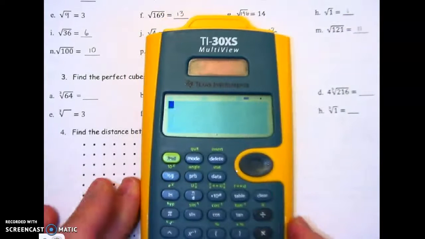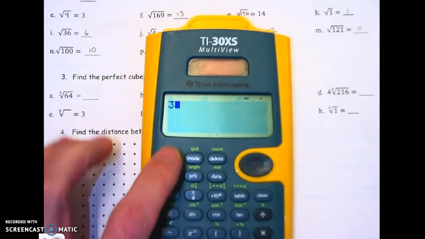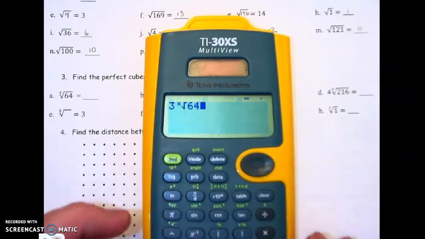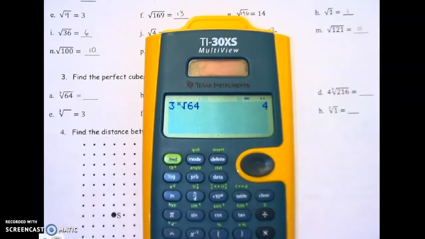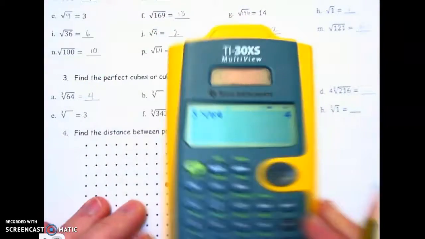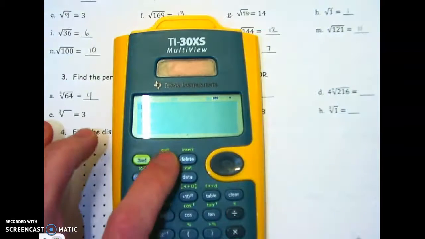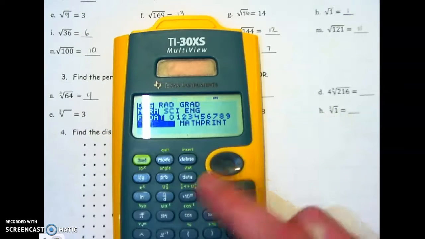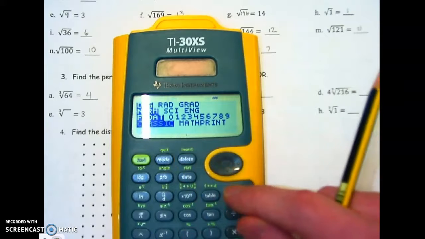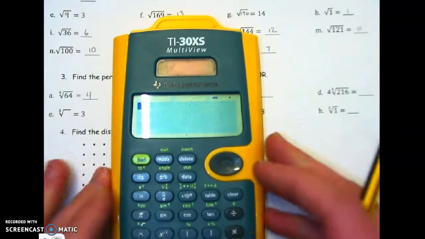Remember, you type 3, second, up arrow. 3, second, up arrow gets that onto your calculator. And I'll type in 64 and hit enter. So that's a 4. I should have also reminded you to click mode and scroll down and make sure that it is blinking on classic. If it's not, click enter and then hit clear. Now you should be set.